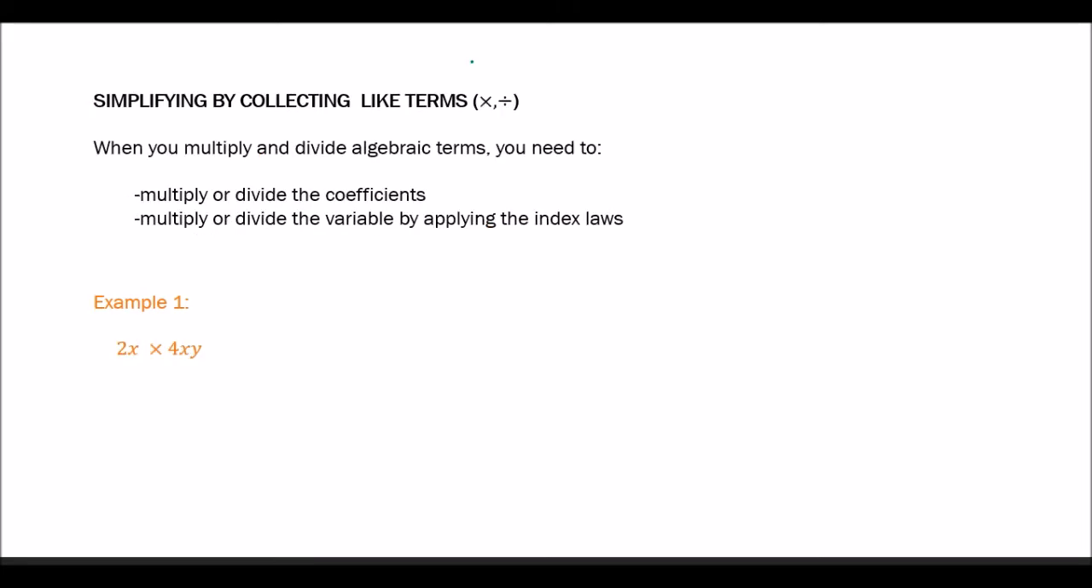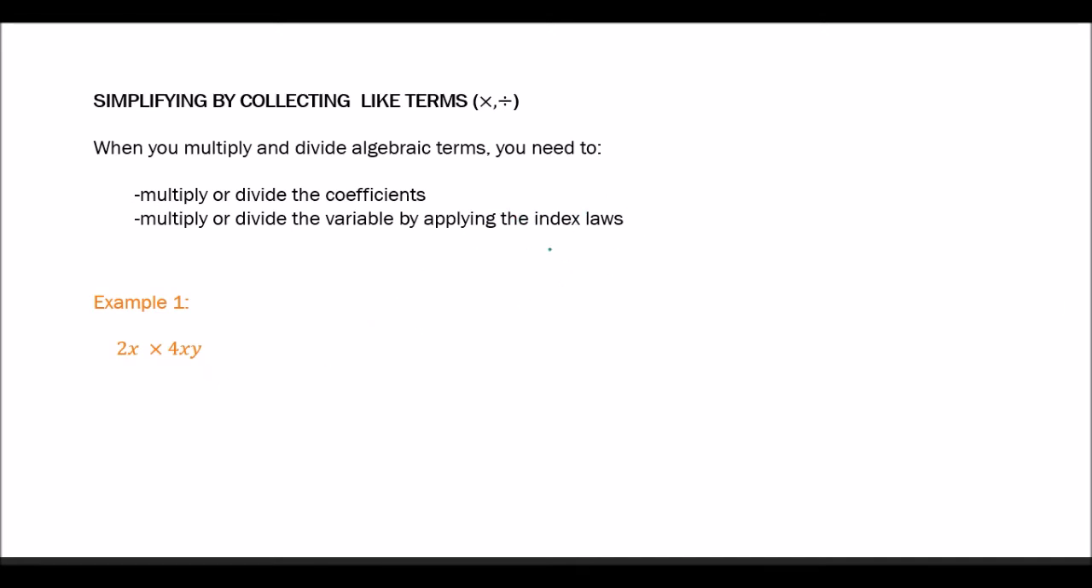There are slightly different rules when it comes to multiplying. When you multiply, you need to multiply or divide the coefficients. Oh, I forgot to tell you, the coefficient is the name of the number in front of the letters. Then multiply or divide the variables by applying the index laws. Don't get too scared of this, I'll explain it as we go with these questions.